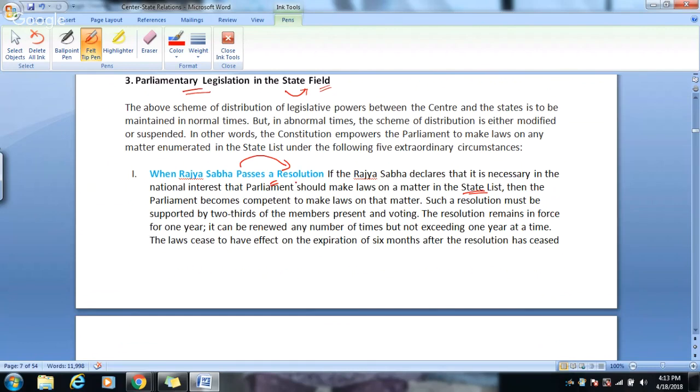However, such a resolution must be supported by 2/3 of the members present and voting. Such a resolution will remain in force for 1 year. It can be renewed any number of times, but not exceeding 1 year at a time. So whatever resolution is made by Rajya Sabha through 2/3 of the members present and voting, the parliament can make laws on the matters in the state list, and that will remain in force for a period of 1 year. That is the first point.